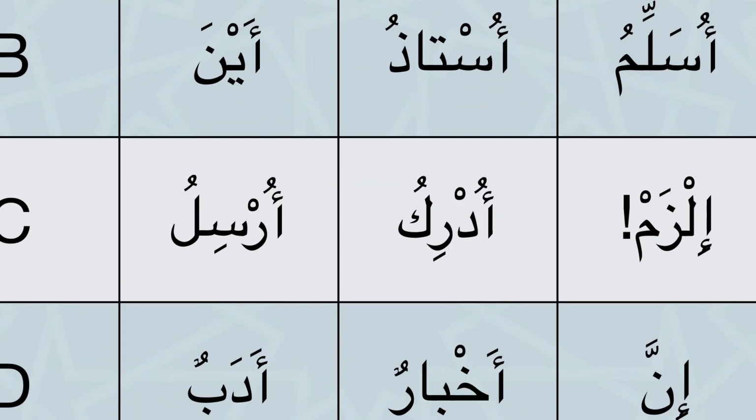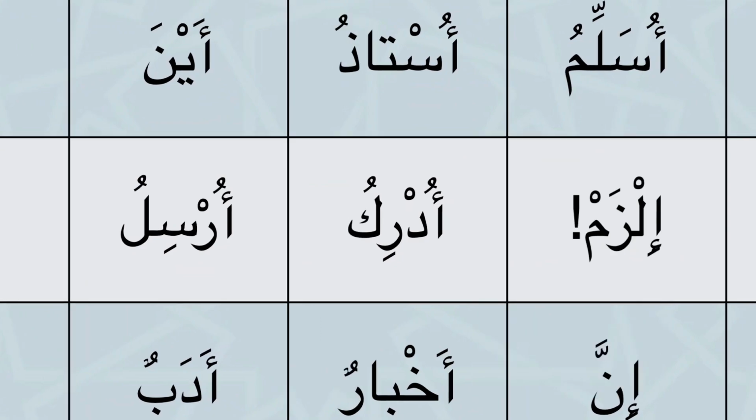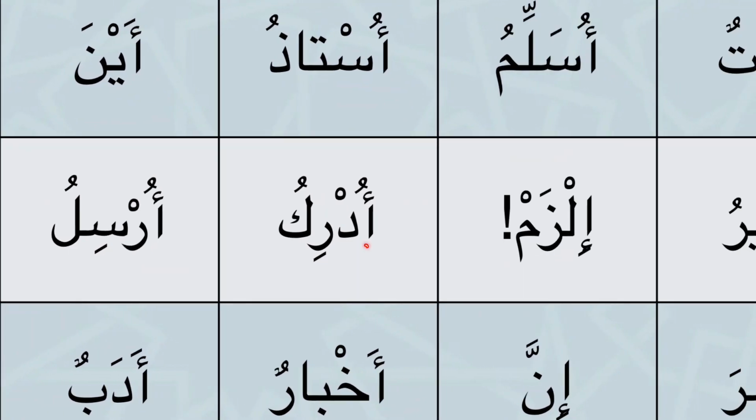This one also, the Hamza has a dhamma, the dal has a kasra, and the re has a kasra. Sorry, the dal has a sukun, and the re has a kasra, and the kaf has a dhamma. So it's udriku, udriku, udriku.